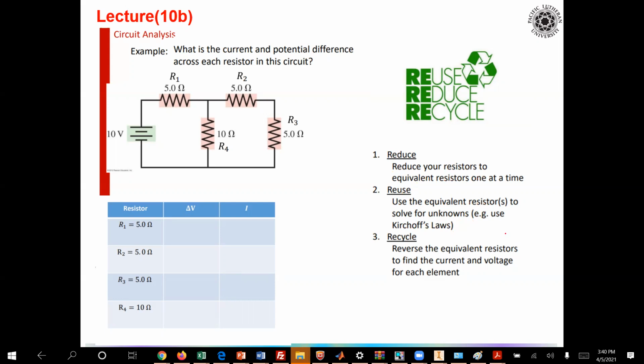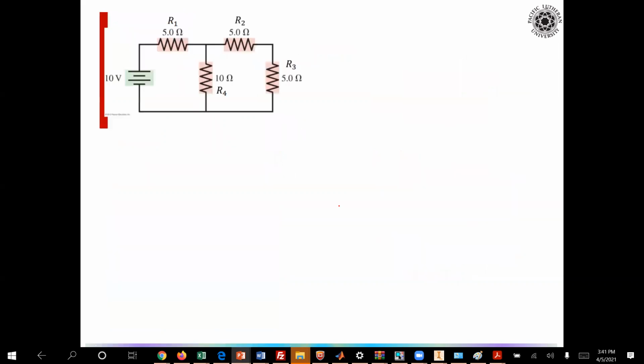element in my set. So in this example here, we have 4 resistors, and our mission is to fill out this table by finding the potential difference in every single resistance and the current through every resistance. So we try to apply those 3 steps in my list here. Okay, let's start to do it. The first one, the reduce.